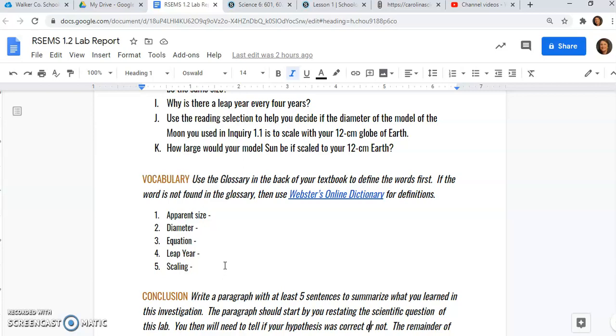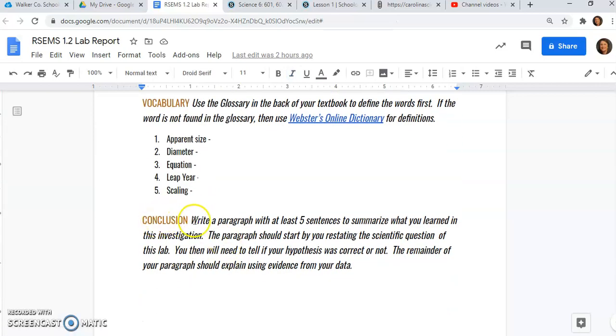And then the last step of your lab report is to write your conclusion. Your conclusion, again, is a paragraph with at least 5 sentences that summarizes what you learned in the investigation. Your paragraph should start by restating the scientific question of the lab, and you will then need to tell if your hypothesis was correct or not. And then the remainder of your paragraph should explain what you learned about, in this lab, the relative sizes of the Sun, Earth, and Moon, using evidence from your data.